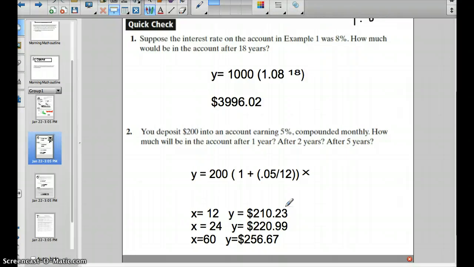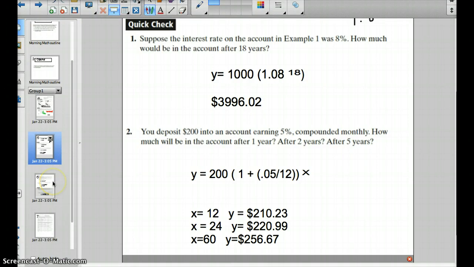And then after 2 years, which is 24 months, again, you can use your table to check this out as well, or you could plug in 24 for X and compute it that way. You have now $220.99. So earning interest on that interest, we've gotten a little bit more. And then after 5 years, which is 60 months, we now have $256.67. So we can see how compounding interest really is beneficial to us, but can also be to a detriment if this was your debt.